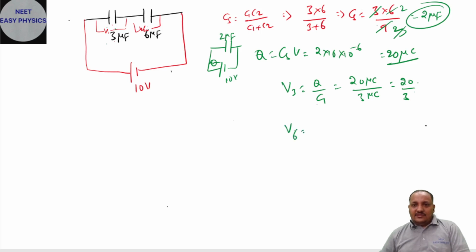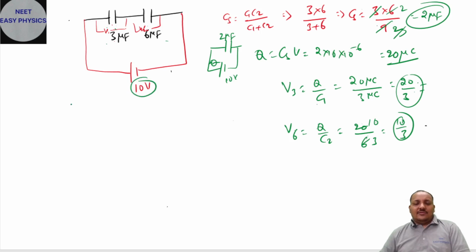Voltage across the 6 microfarad: Q by C2. So 20 by, sorry, the charge is 20. 20 by what is C2? C2 is going to be 6. So this is going to be 10 by 3. Correct? So like this, if you add 20 by 3 and 10 by 3, we are going to get 10 volts. You can cross check.